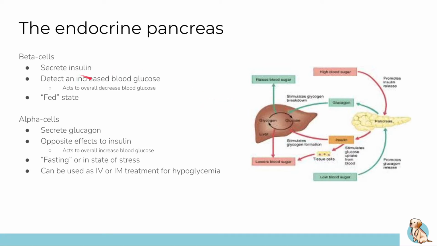When there is a rise in blood glucose, so after you eat or the fed state, beta cells release insulin to bring down the blood glucose. Alpha cells have the opposite effect. In the fasting state, alpha cells secrete glucagon, which acts to increase blood glucose. This is clinically relevant as well, as glucagon can be used to treat hypoglycemia or low blood sugar.